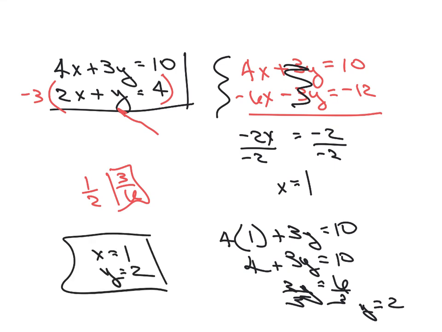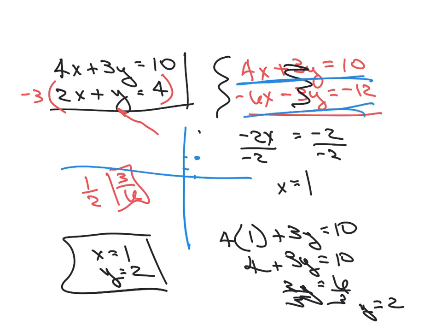That means that if we were to graph this, at x is 1, y is 2. At this point right here, this line and this line cross each other. So that's what we found. So if we had a graph there and a graph here, that's what they have in common with each other, that point right there.